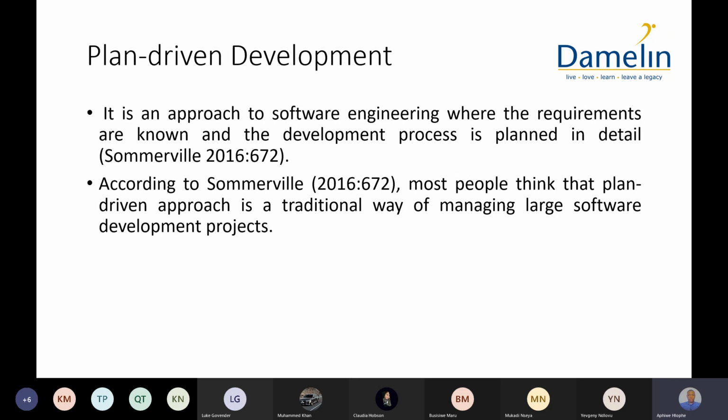And it says it is an approach to software engineering where the requirements are known and the development process is planned in detail, and we cannot backtrack, so we need everything documented and everybody on the same page. There's little room for mistakes. And most people think that plan-driven approach is a traditional way of managing large software development projects, which is not hard to understand why.